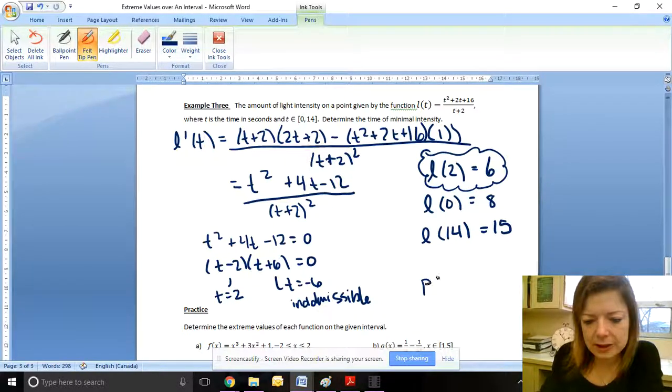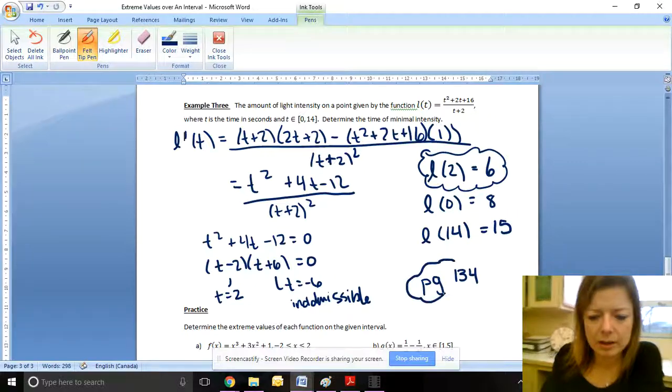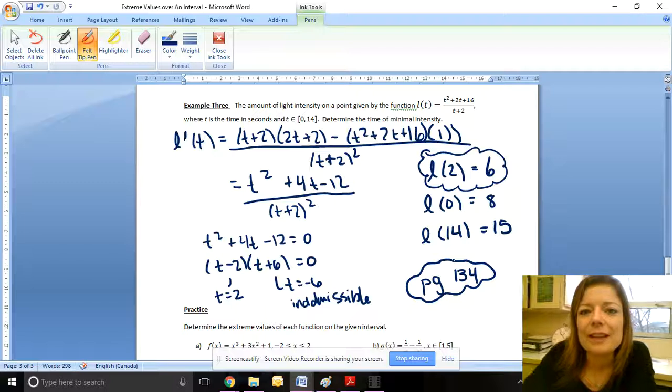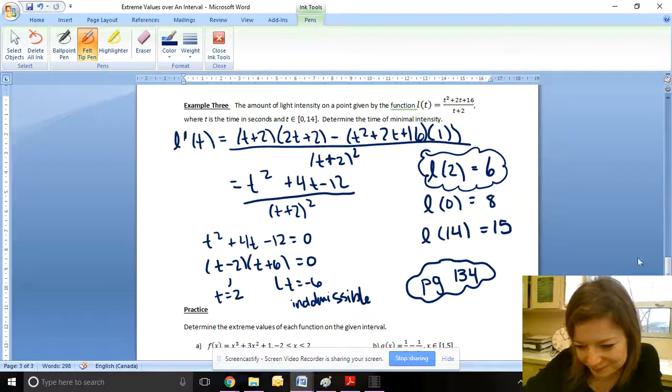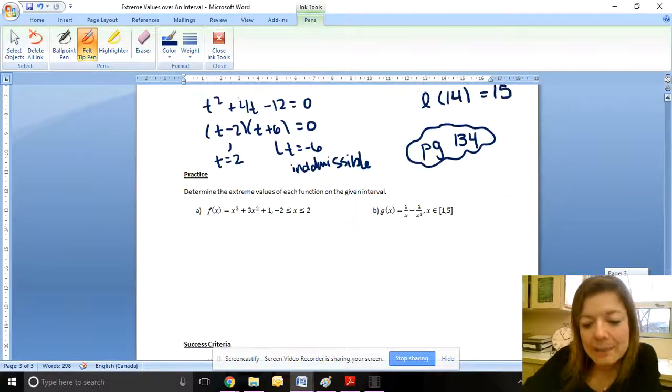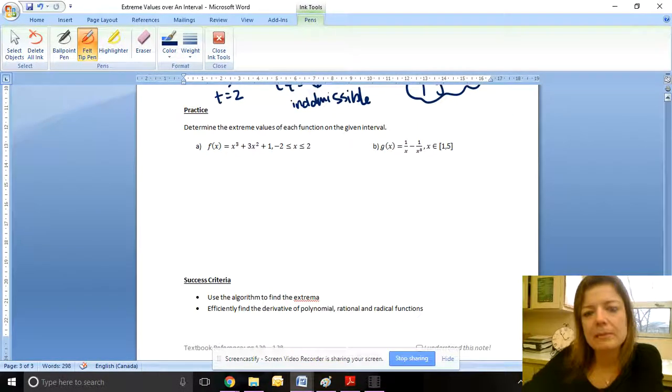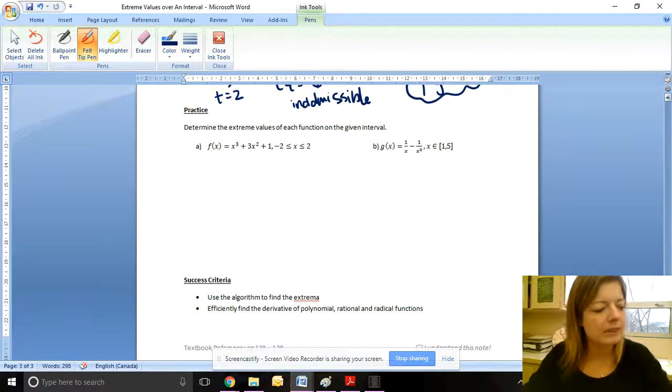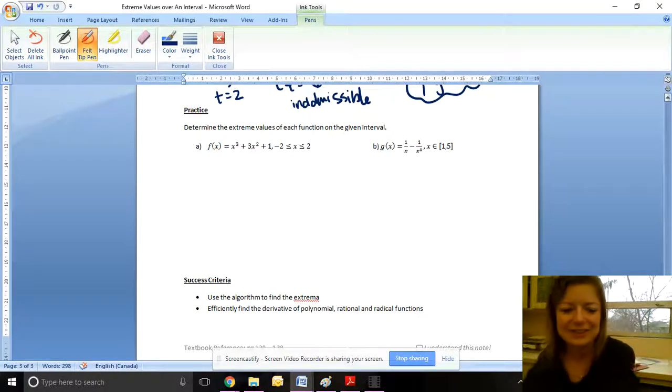Now, there is another way of doing this algebraically if you want to see a cool algebraic trick. It's on page 134 of your textbook if you feel like a little extension or just taking this to the extreme. I want you guys to practice these two coming in because this is such a basic algorithm. I believe in you fully that you can figure this out and do it yourselves.